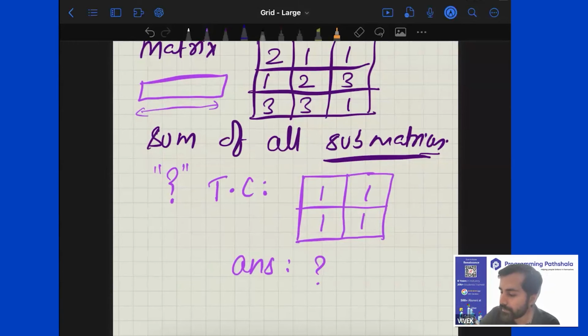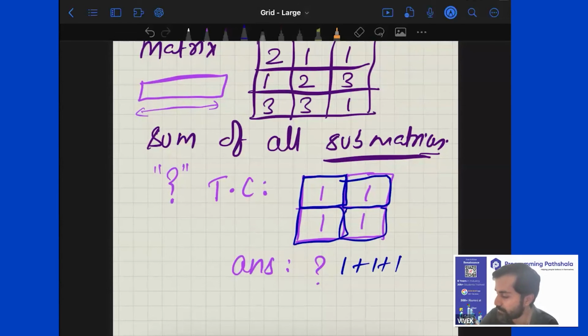So let's see what the submatrices are that we have here. The first submatrix is probably this, just one element inside it. The second submatrix is this, one, then this, one for that, then this, one for that. What else do we have? We have this one, right? What is the sum? 2. And then we also have this. What is the sum here? That's 2. And then we have this huge one, this big one.